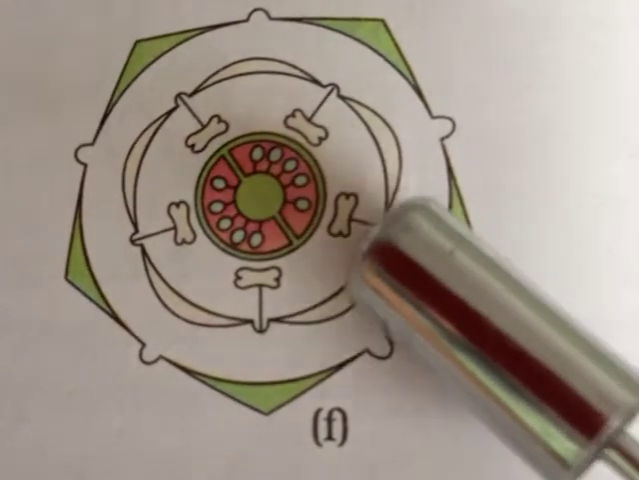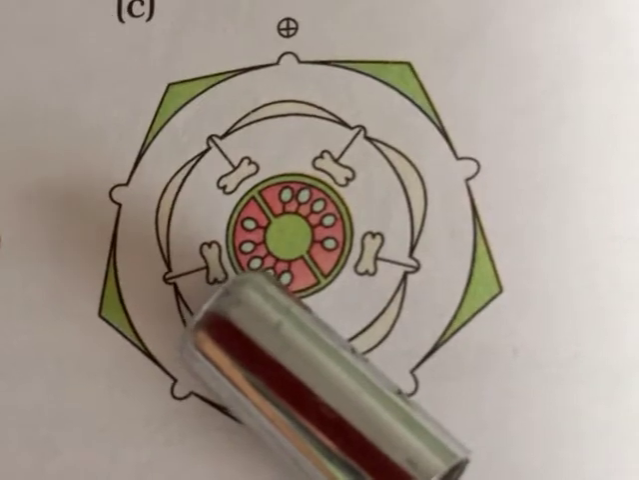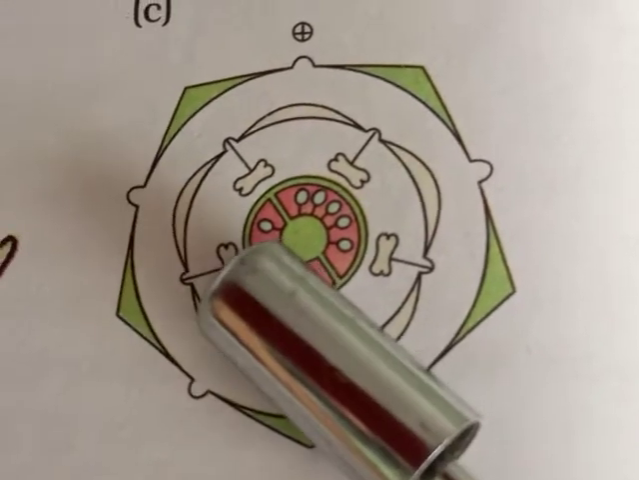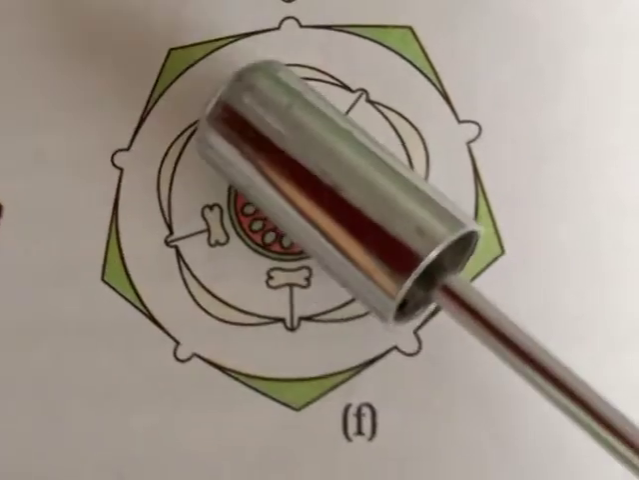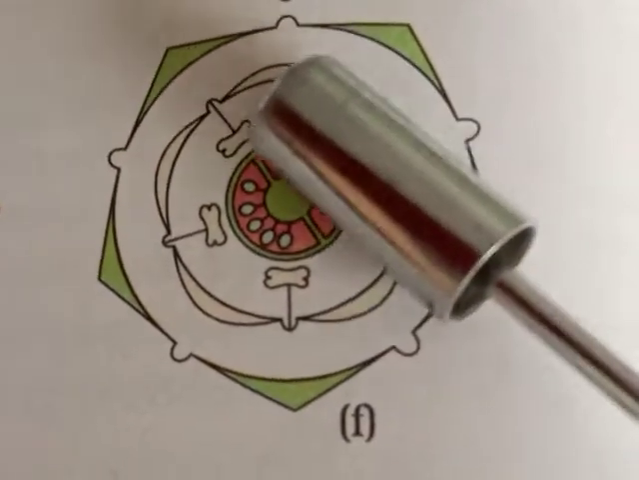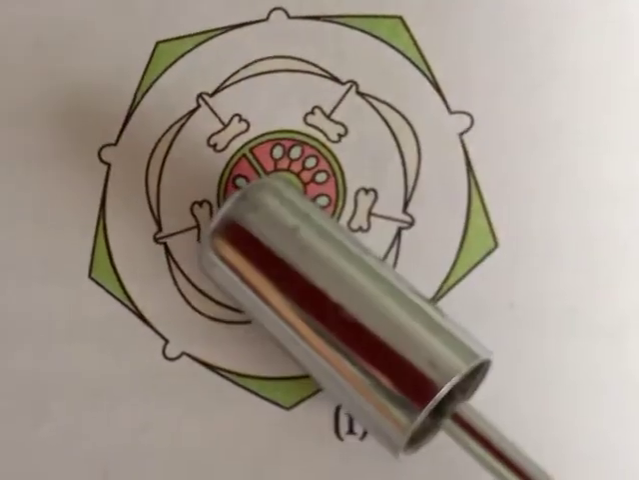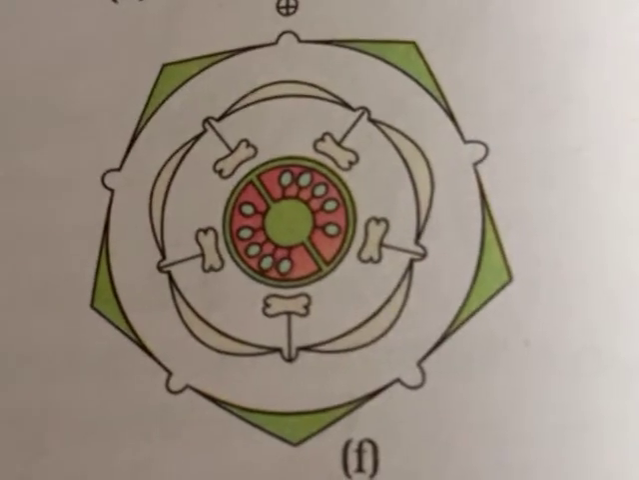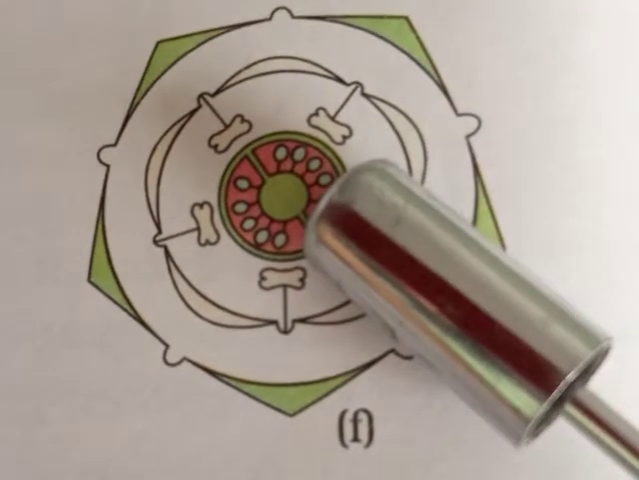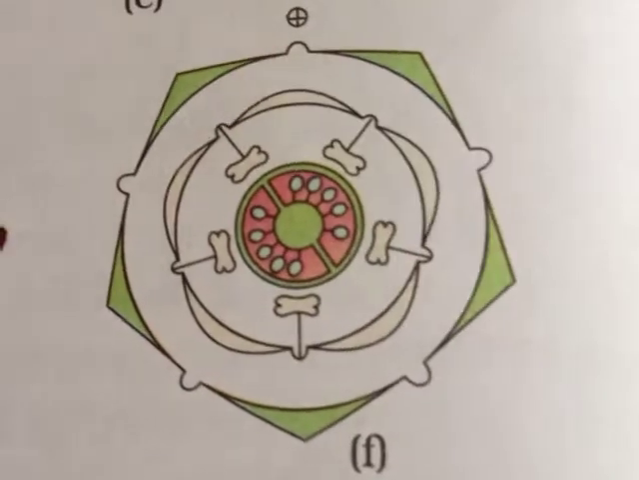So the floral diagram has been drawn to depict the specificity that the stamens are adhered or fixed to the petals, and the carpels were 2 in number, syncarpous in nature. So that is the floral diagram of the family Solanaceae.